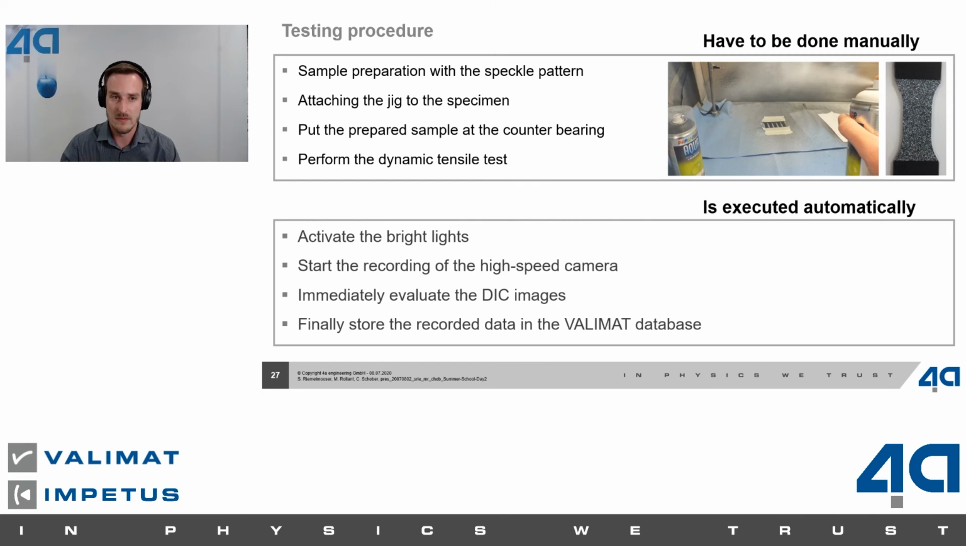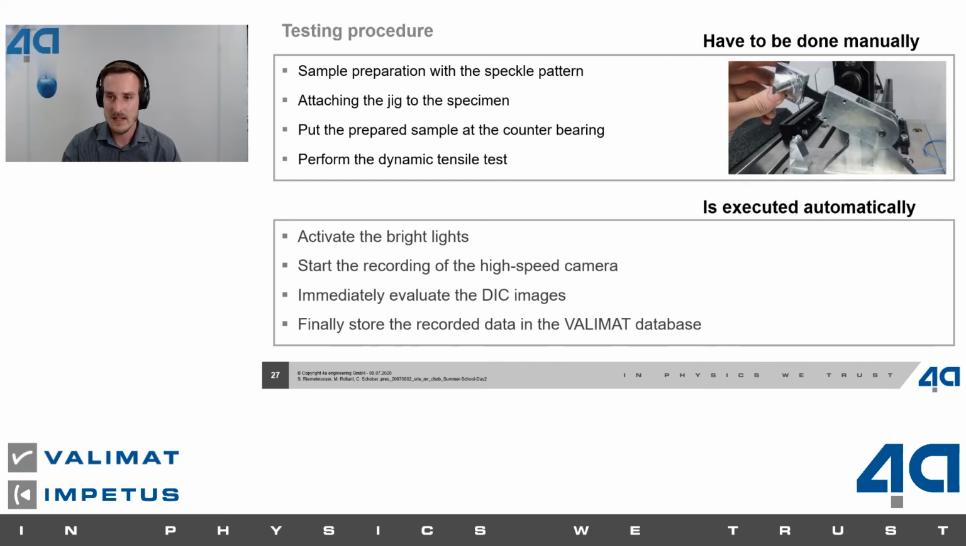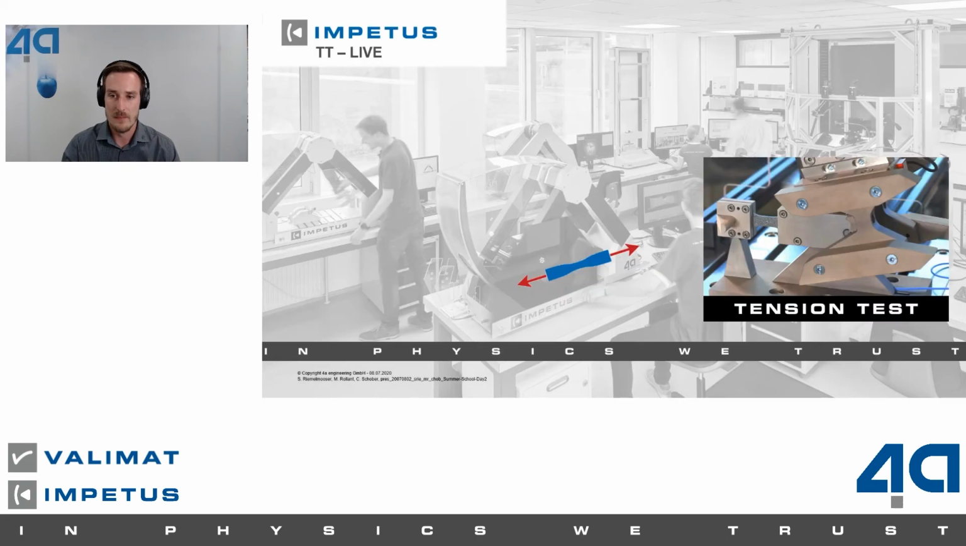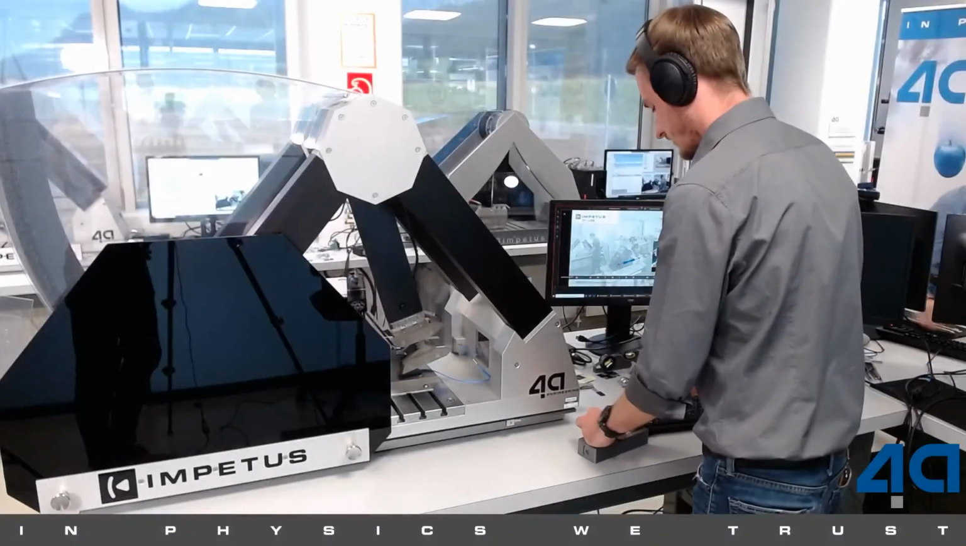Here, see what we have to do before we perform the test. We have to bring on a speckle pattern on the test piece and fix it, hang it in the counter-bearing system, and can do the test automatically. We calculate the DIC measuring. Okay, so I will switch over to the live test.